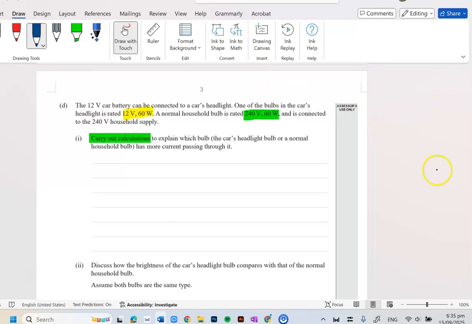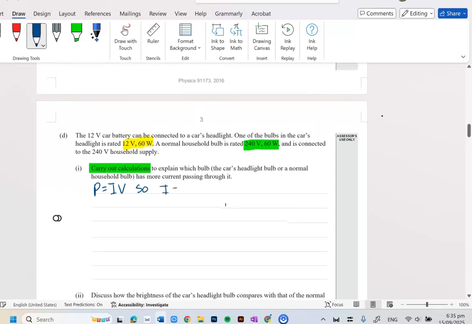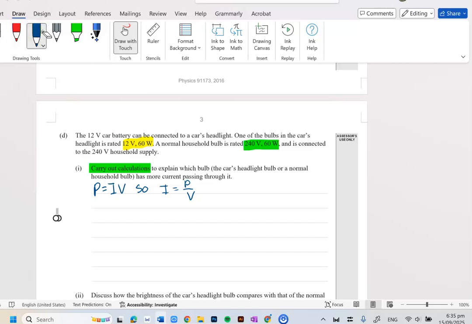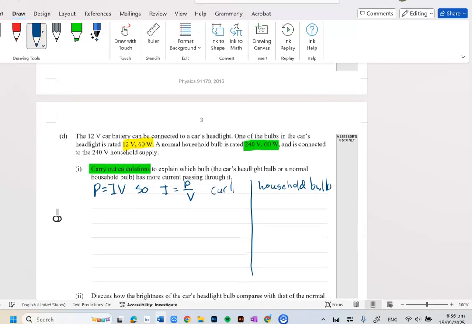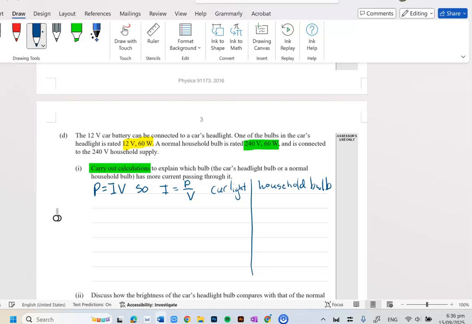So we know that P equals IV, so I equals P divided by V. Yep. So let's just break this into two parts. We're gonna do the household bulb here, and we'll do the car light here. Alright, household bulb, it's I equals the power, which is 60 divided by 240.